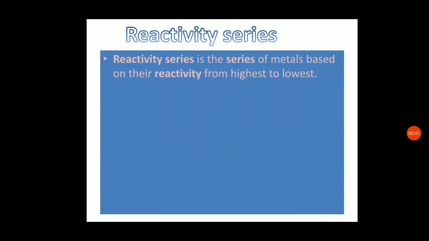So to study the displacement reaction, we should know the reactivity series. So what is reactivity series? Reactivity series is the series of the metals based on their reactivity from highest to the lowest. Means the metals are arranged based on the reactivity. The metals which are highly reactive are placed at the top. As you go down, the reactivity decreases. The least reactive metal is placed at the bottom of the series.